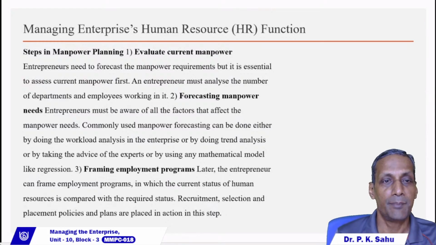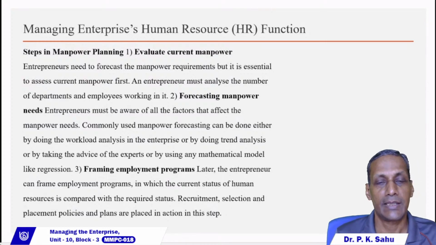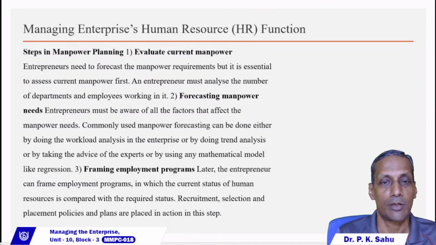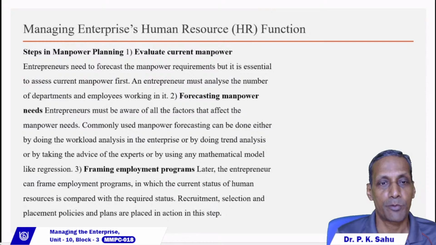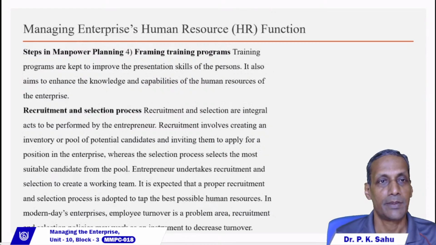Next, entrepreneurs must be aware of all the factors that affect manpower needs. Commonly, manpower forecasting can be done either by workload analysis in the enterprise, or by trend analysis, or by taking the advice of experts, or by using a mathematical model like regression. Later, the entrepreneur can frame employment programs in which the current status of human resources is compared with the required status. Recruitment, selection, and placement policies and plans are put into action in this step.